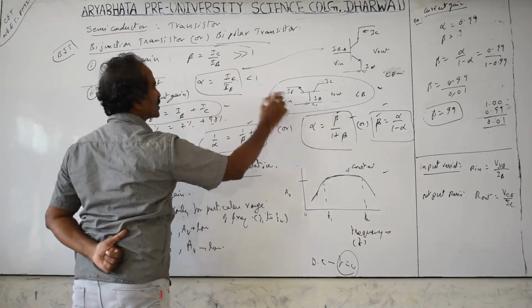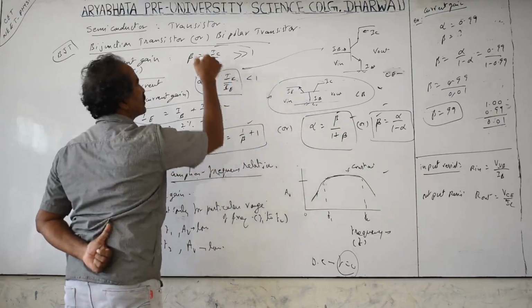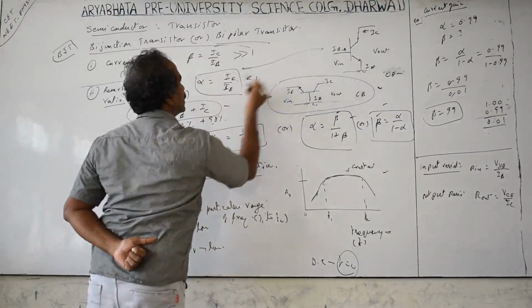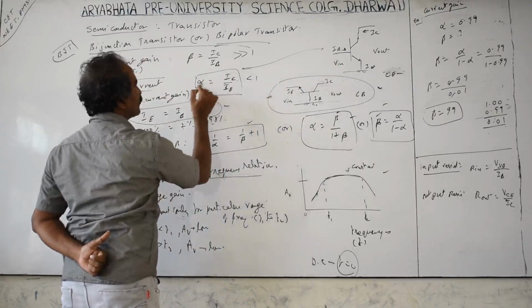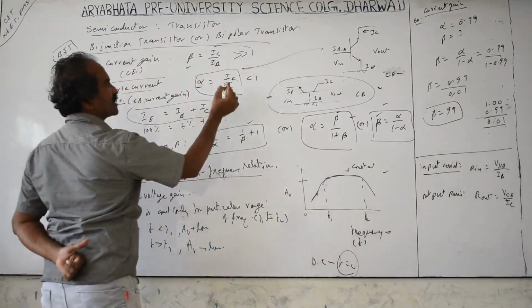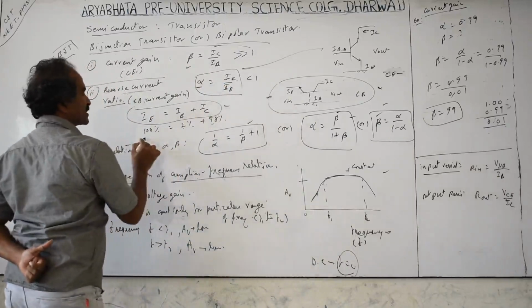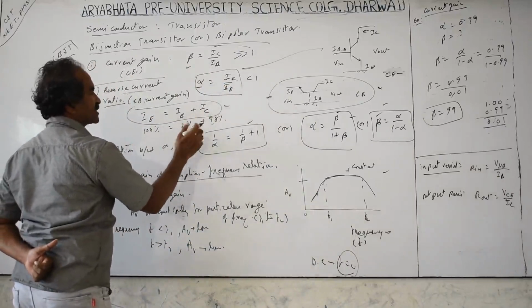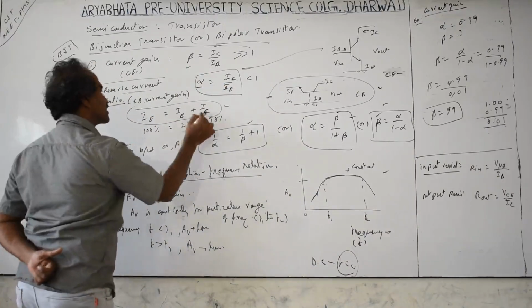And this current gain for the common base configuration is taken as output current by input current. This is also called the reverse current ratio for the common emitter amplifiers. Common base amplifier is not in your syllabus, but still they may ask you these problems related to alpha and beta for common emitter only.